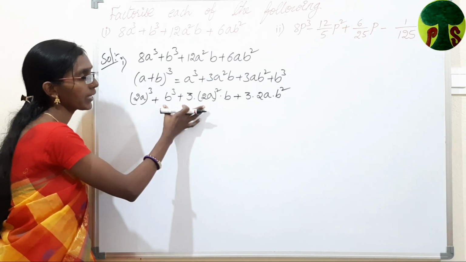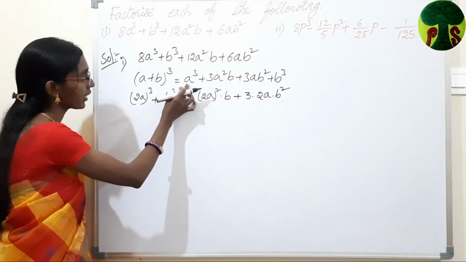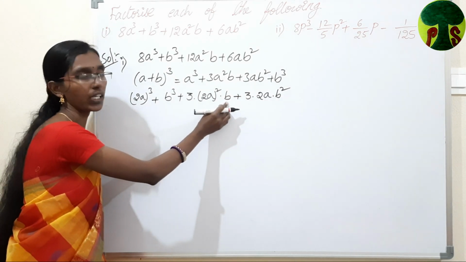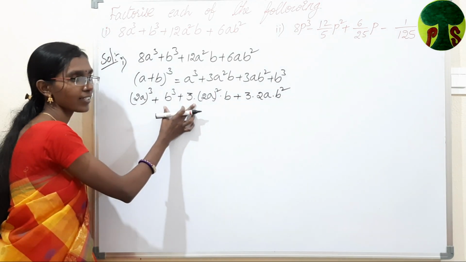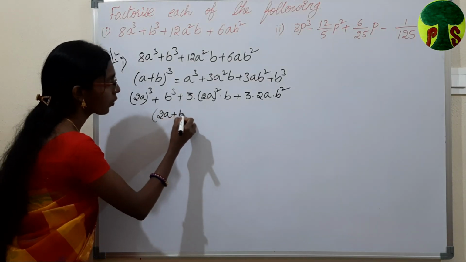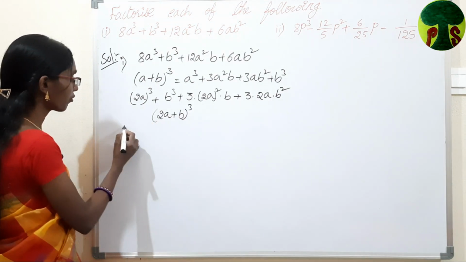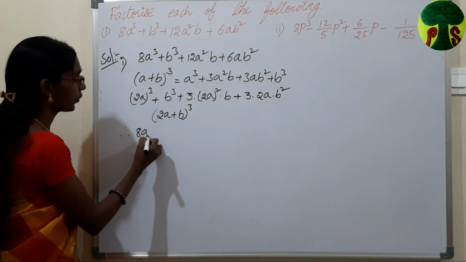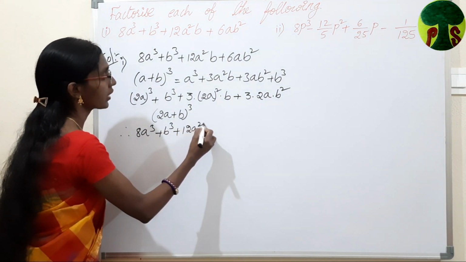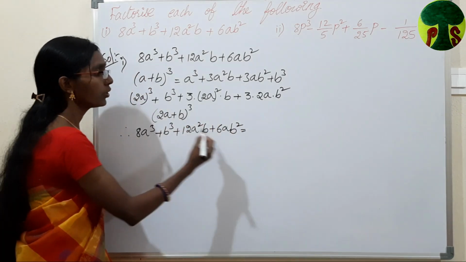Now we have to compare this expression with the identity. In the place of a, we have 2a, and in the place of b, we have b only. So we can replace this total expression as (2a plus b) whole cube. Therefore, 8a cube plus b cube plus 12a square b plus 6ab square is equal to (2a plus b) whole cube.